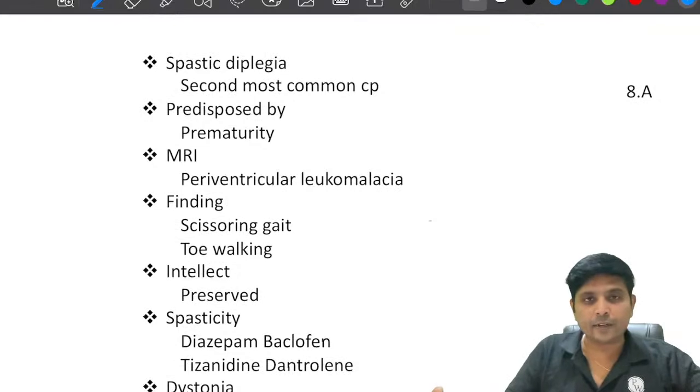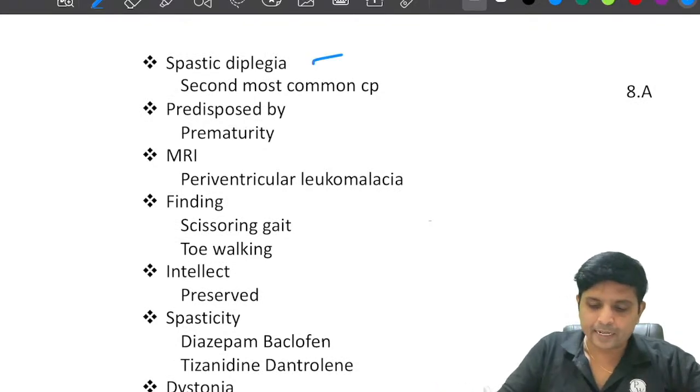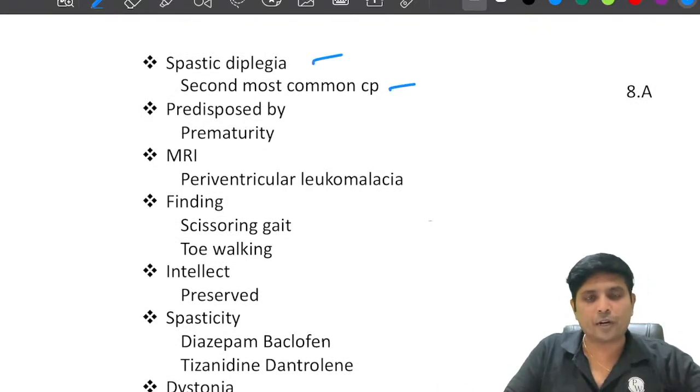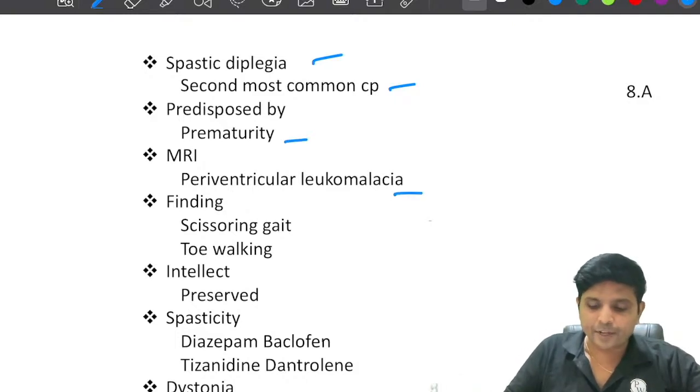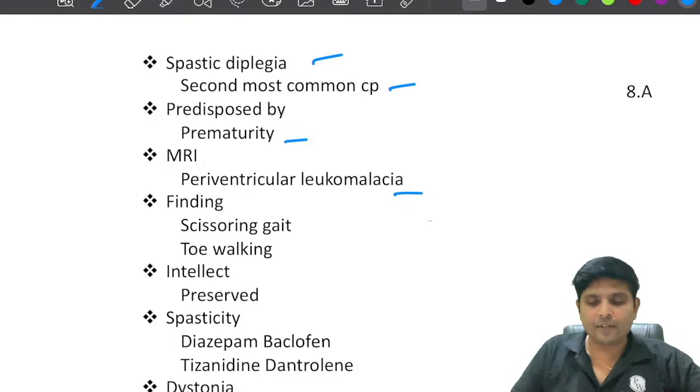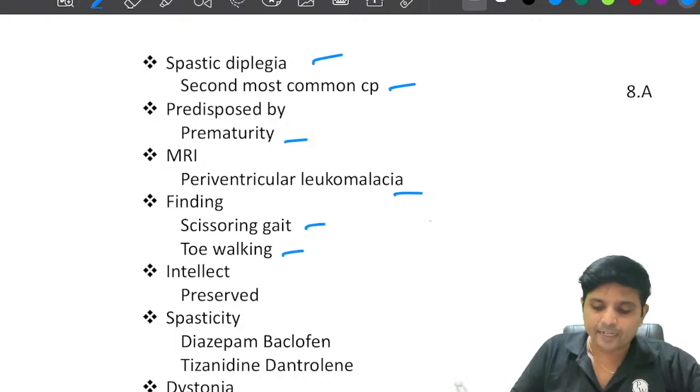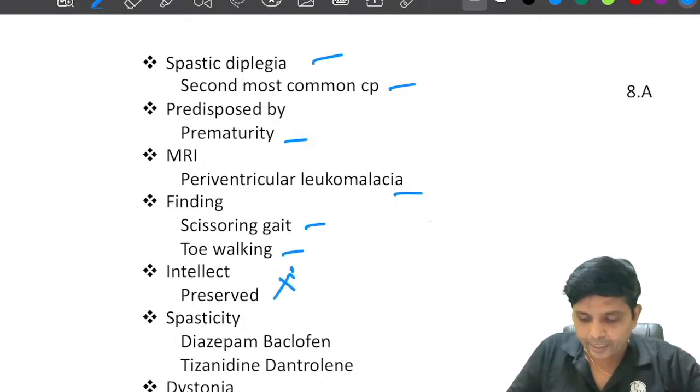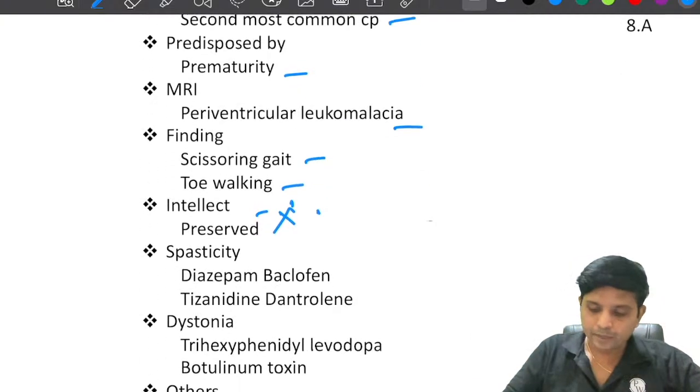So look at here, very, very important. Spastic diplegia is second most common. Predisposing factor is prematurity. In MRI, you will have periventricular leukomalacia. Finding is scissoring gait and toe walking. Look here, intellect is very much preserved.